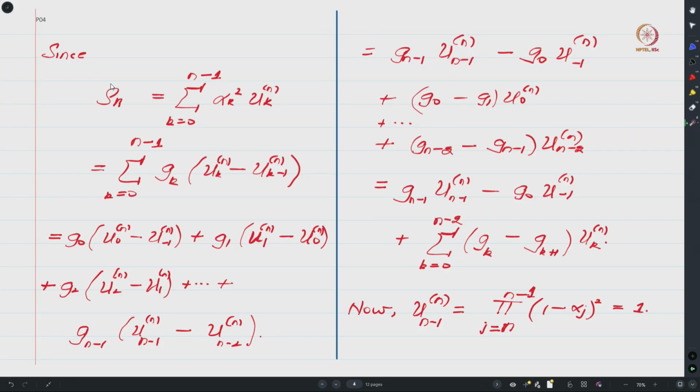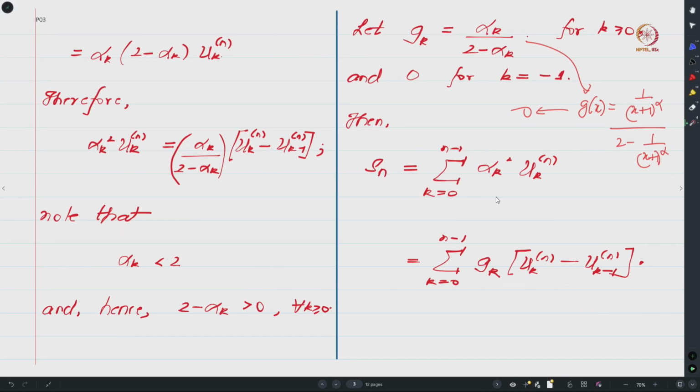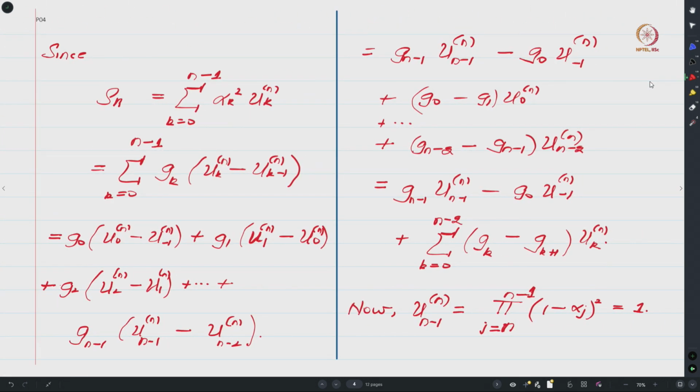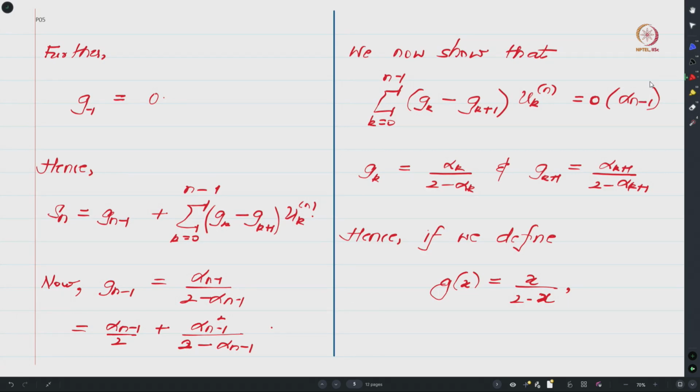Sorry, I should say, this is the term g0 u minus 1, and what is g0? g0 is this expression over here, alpha 0 by 2 minus alpha 0. I think I have made a mistake here, just a minute, let me quickly fix this. Okay, I think I have made a mistake here.